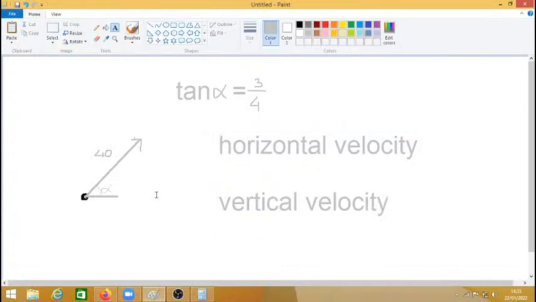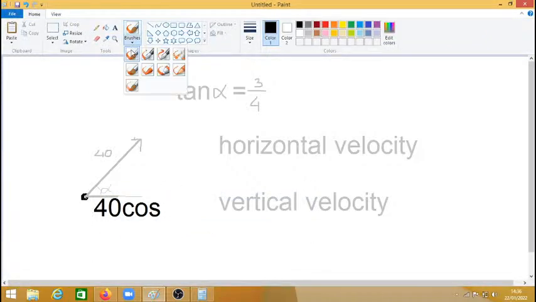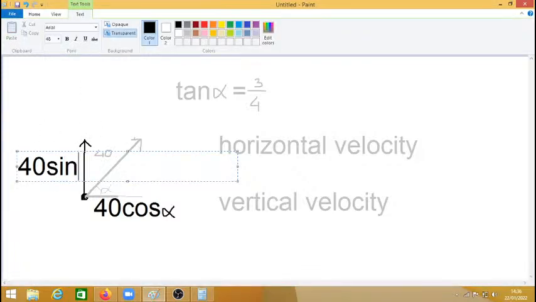So let's do that one at a time. So the horizontal velocity is going to be along here. That is right next to the angle. That's adjacent to the angle. So I'm going to use cos for that. So that's going to be 40 cos alpha. And then the vertical velocity is going to be up here. That's not next to the angle, so I'm going to use sine for that. So that's going to be 40 sine alpha.